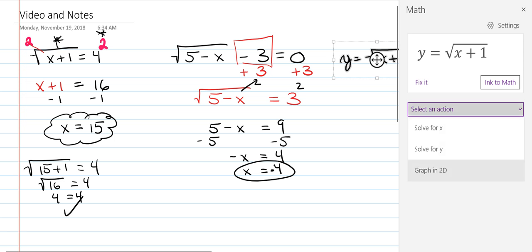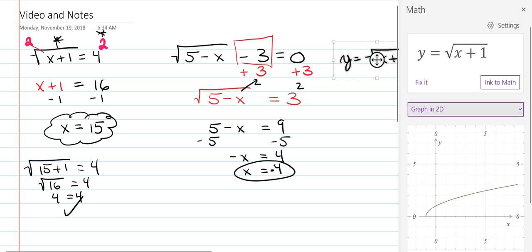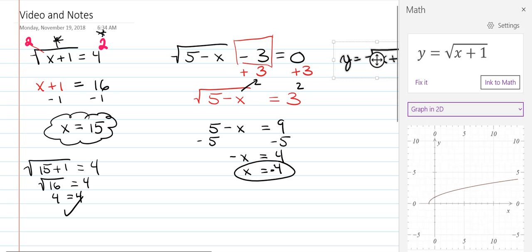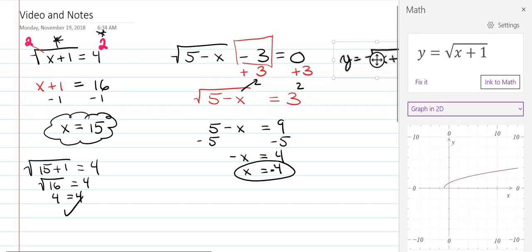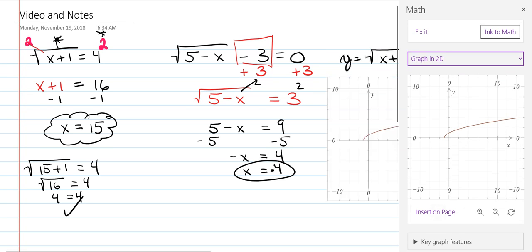Perfect. Select action, graph in 2D. Wonderful. Zoom out here a little bit. Okay. Let's see if I can now insert it. Insert a page. Perfect. Right there. Wonderful. Okay. So that is the graph of the square root of x plus 1.